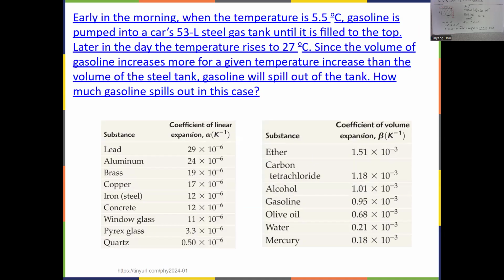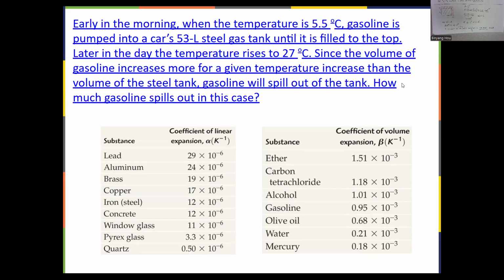All right. So we'll take a look at this last example here. This one says early in the morning when the temperature is 5.5 degrees Celsius, gasoline is pumped into a car's 53-liter stainless steel tank until it's filled to the top. Later in the day, the temperature rises to 27 degrees Celsius. Since the volume of gasoline increases more for a given temperature increase than the volume of the steel tank, gasoline will spill out of the tank. How much gasoline spills out in this case?